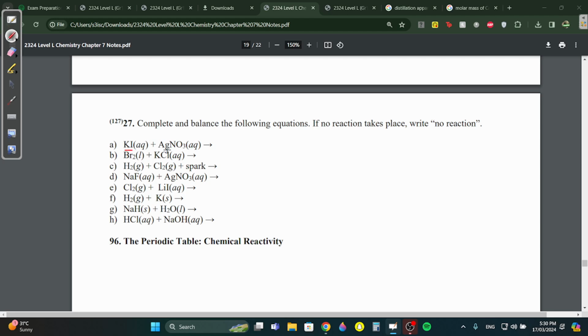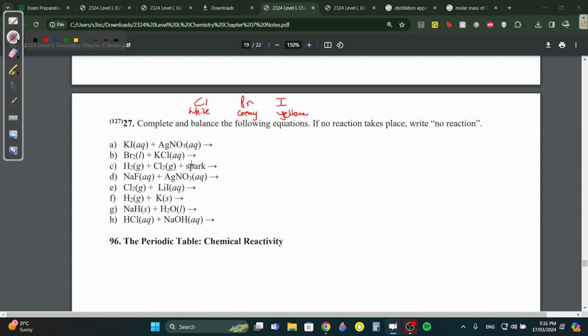KI and AgNO3. AgNO3 is used to test for the halide ions, which are, wait, hold up. No, no. AgNO3 is used to test for the three halide ions, which were chlorine, bromine, and iodine. Remember, for chlorine, it will become white. For bromine, it will become creamy. And for iodine, it will become yellow. Okay, is there a reaction if you have AgNO3 and iodide? Of course there will be.